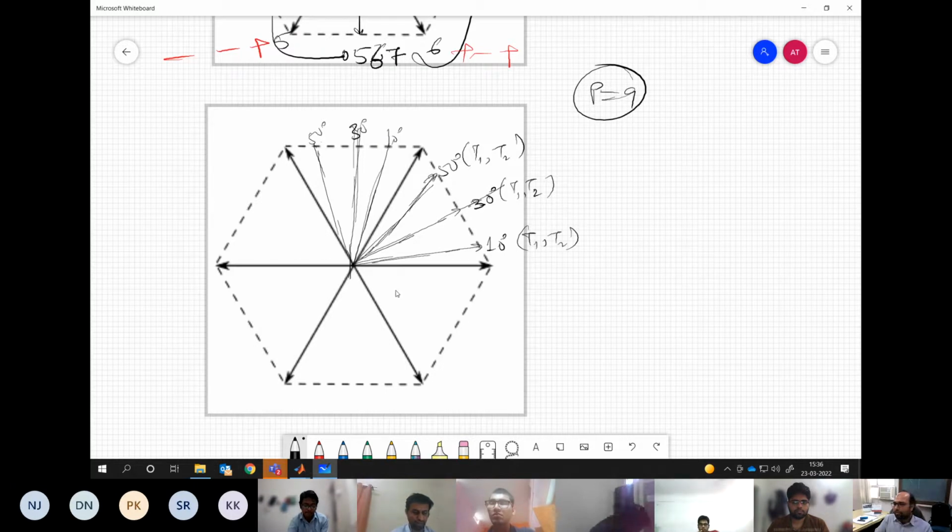Here also you have the option that you can start with any sequence. Let's say 0, 1 to 7. So if you start with 0, 1 to 7, you can have this sequence to realize this vector over here.